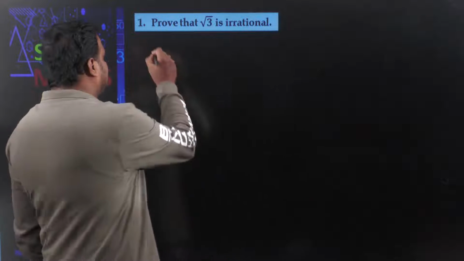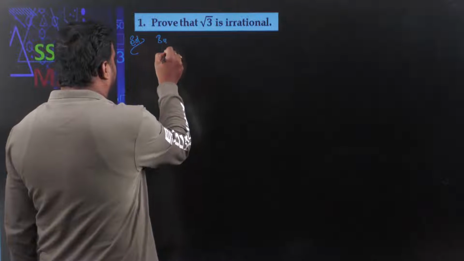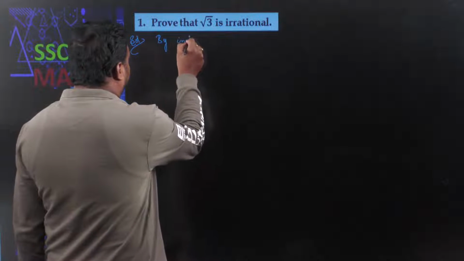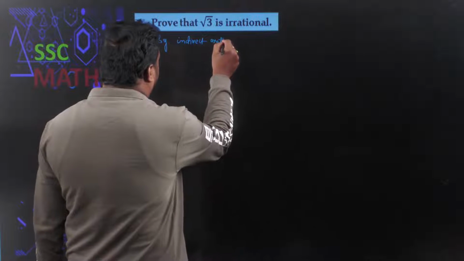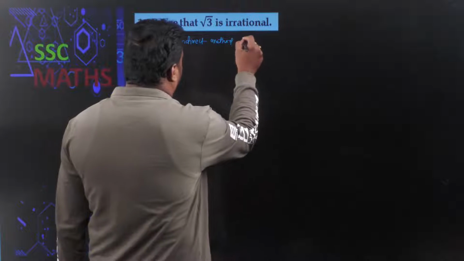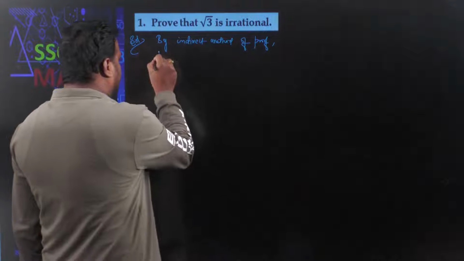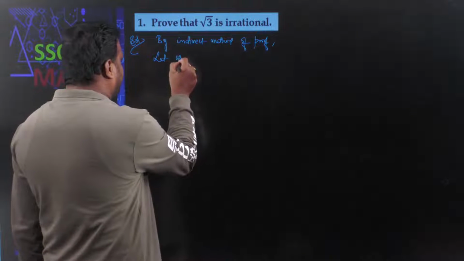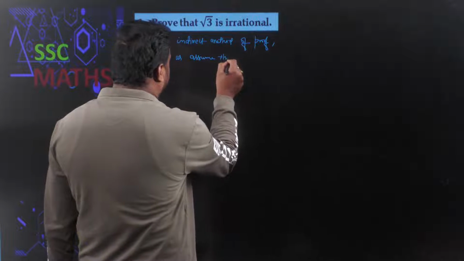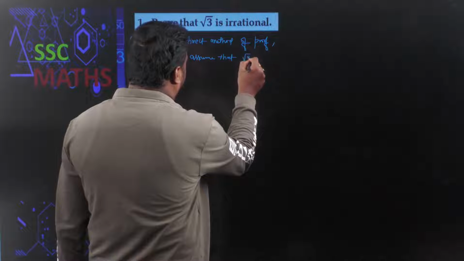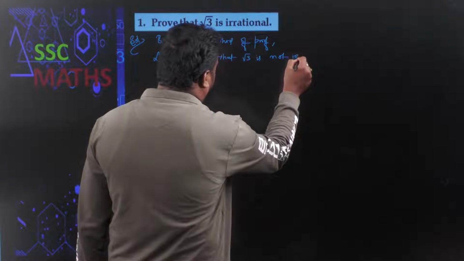Okay, so coming to the statement here, by the indirect method of proof, let us assume that root 3 is not irrational.